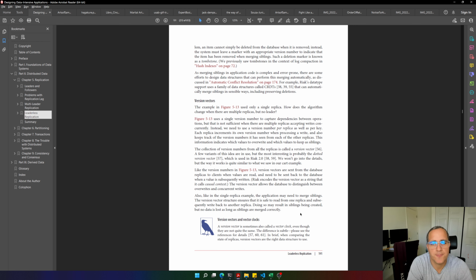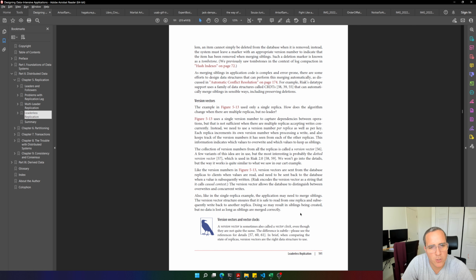Version vectors. The example in Figure 5-13 uses only a single replica. How does the algorithm change when there are multiple replicas but no leader? Figure 5-13 uses a single version number to capture dependencies between operations, but that is not sufficient when there are multiple replicas accepting writes concurrently. Instead, we need to use a version number per replica, as well as per key. Each replica increments its own version number when processing a write, and also keeps track of the version numbers it has seen from each of the other replicas. This information indicates which values to overwrite and which values to keep as siblings.